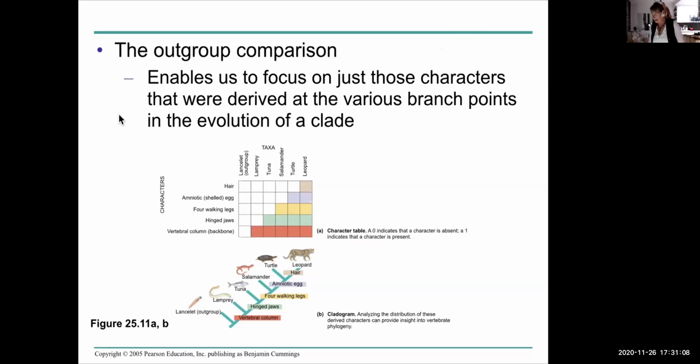So our cladogram is a hypothesis, as all phylogenetic trees and cladograms are, but we base them on the evidence that we have, the morphological similarities between organisms, the molecular similarities between organisms. And I think that you did a really good job putting together a cladogram.